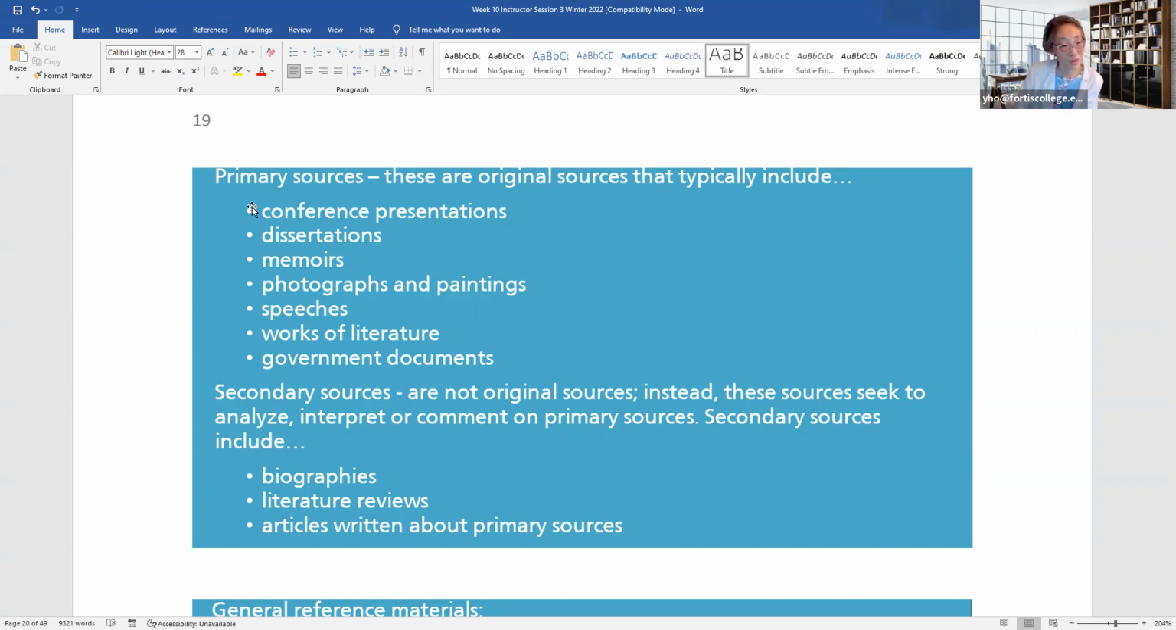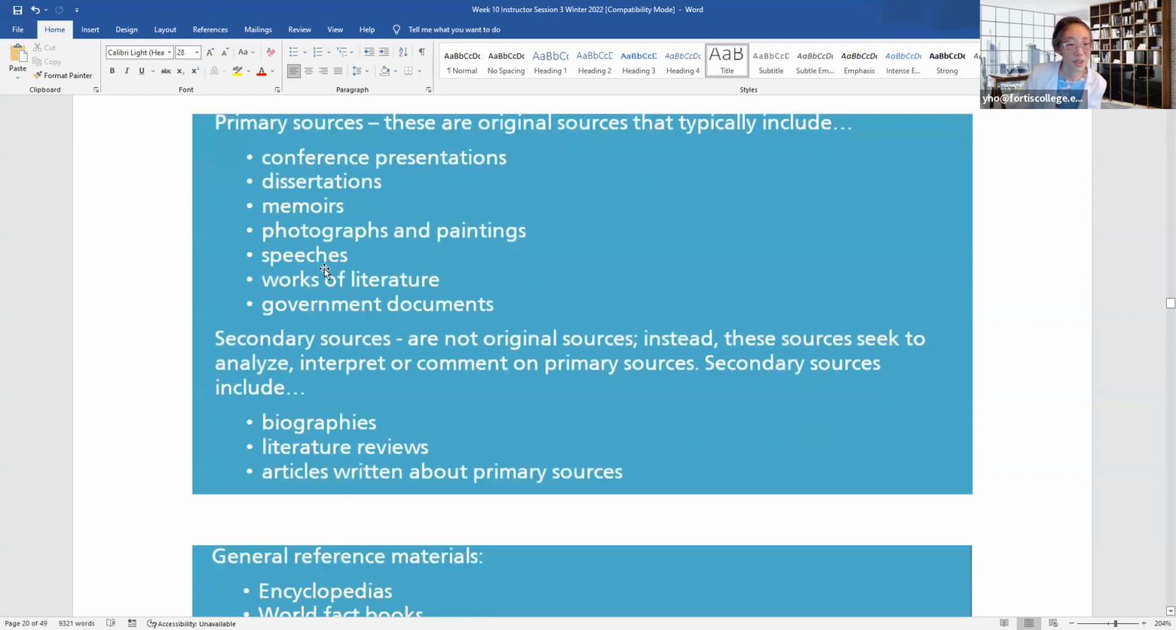Anyway, a primary source is when you have the direct witness, like Abraham Lincoln. You ask Abraham Lincoln himself, what was the Civil War like? Primary sources include conference presentations, memoirs, photographs and paintings, speeches, and works of literature. So someday if I write a book about my aunt, which I will, that will be a primary source. Government documents and diaries are also primary sources, because I'll be working from her diary.